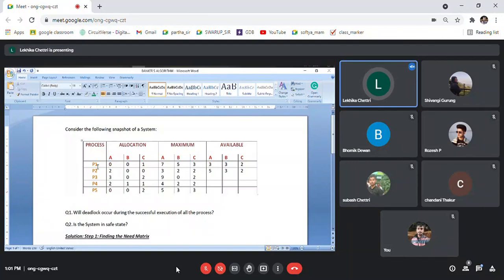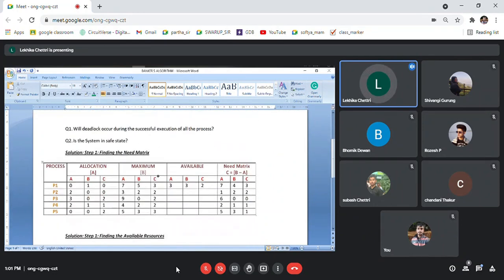But to complete its task, P1 needed a maximum of 7, 5, 3. P1 needed 7, 5, 3, and the operating system gave it 0, 0, 1. If P1 said to the operating system, I need 7, 5, 3 of A, B, C, and the operating system has given 0, 0, 1, then how much does P1 need to complete its task? It's simple. We perform maximum minus allocated. That is the maximum it needed minus how much has been allocated to P1 by the operating system. That is your need matrix.